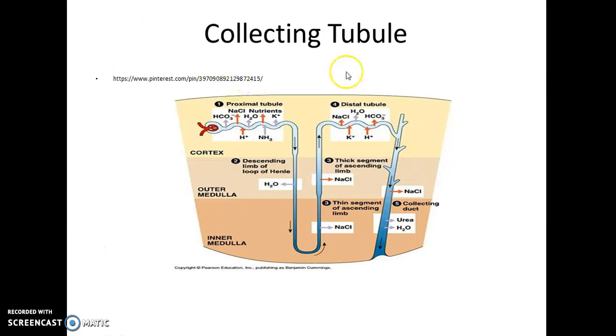And here's the collecting tubule right here. Salt goes out, urea goes out, water goes out. Remember, all we're doing is trying to increase the absorption of water. And that happens when we remove salt because of osmosis. It's all basic stuff.